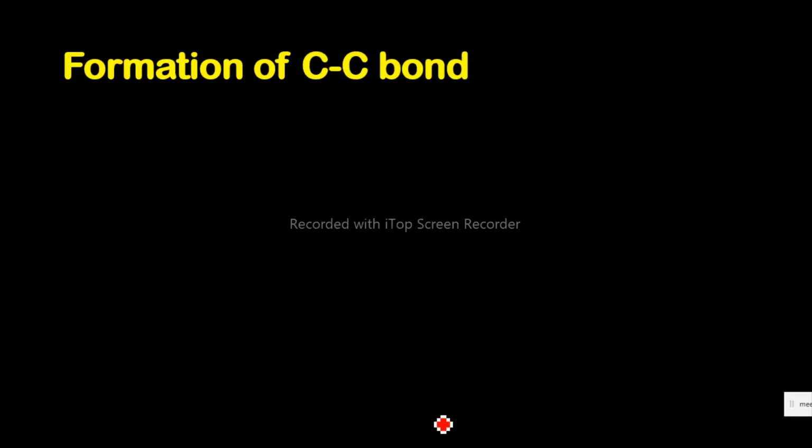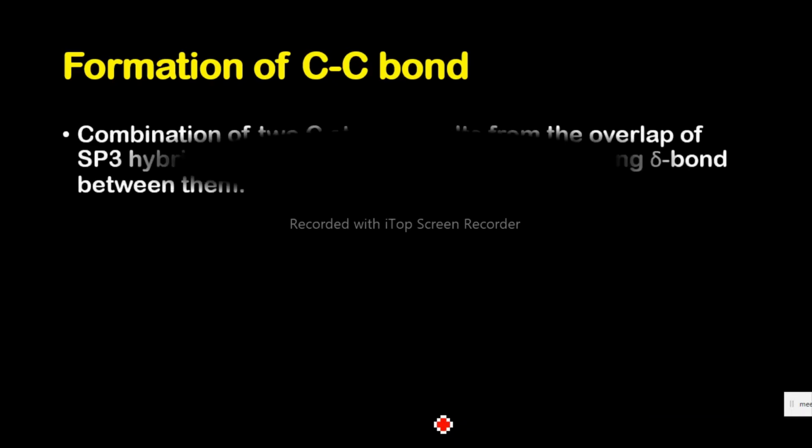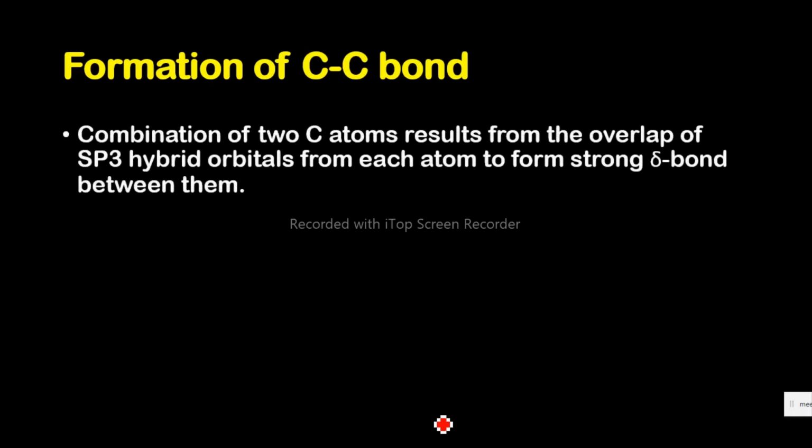Now let's see how the carbon-carbon bond is formed. It is simple, it is the same concept. After forming the sp3 hybrid orbitals, the hybrid orbitals from the two carbon atoms will undergo orbital overlap between the two carbon atoms themselves. And the result is a carbon-carbon sigma bond.